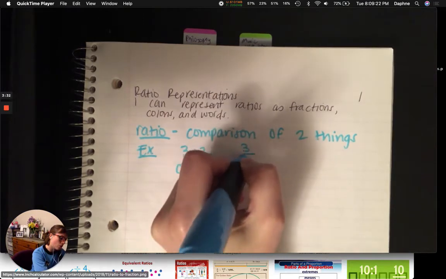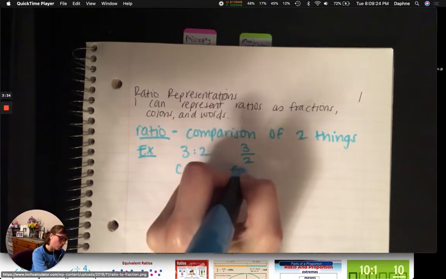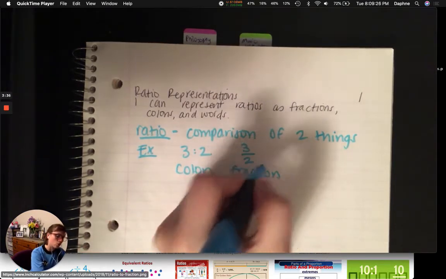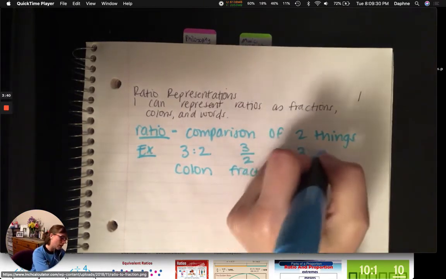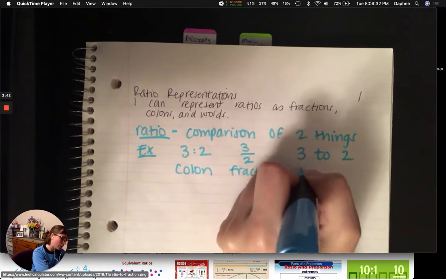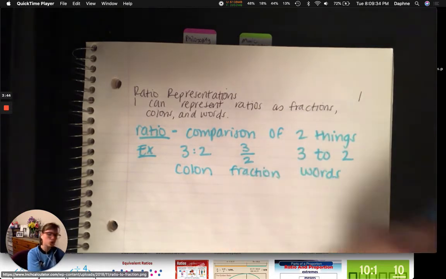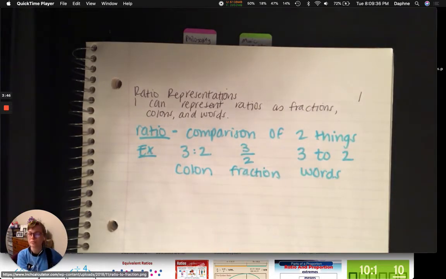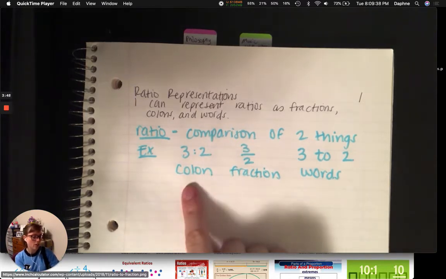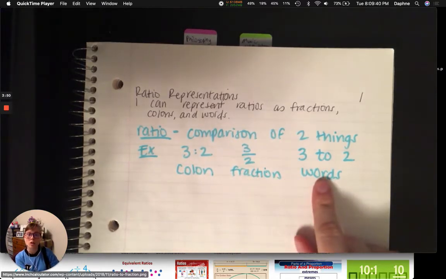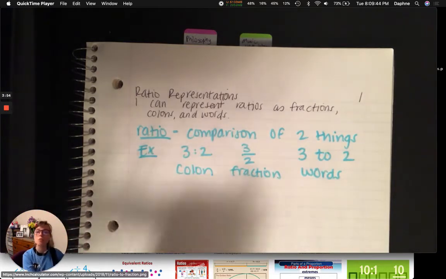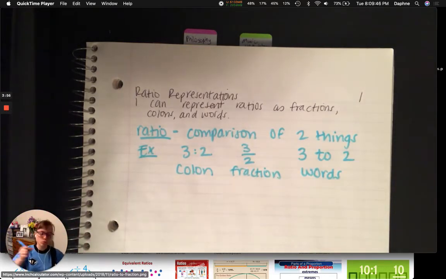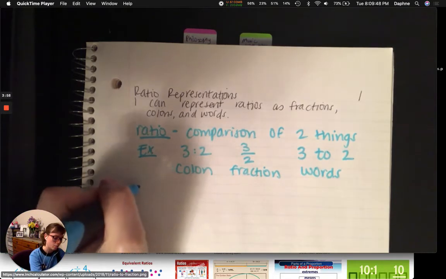You can also write them as fractions. So this is the ratio again, 3 to 2. Or we can write this as words of what I'm actually saying, which is 3 to 2. Okay? So we're going to practice in colons, fractions, and words today. That's our learning target. Again, you are welcome to pause, and I'm going to write example again.